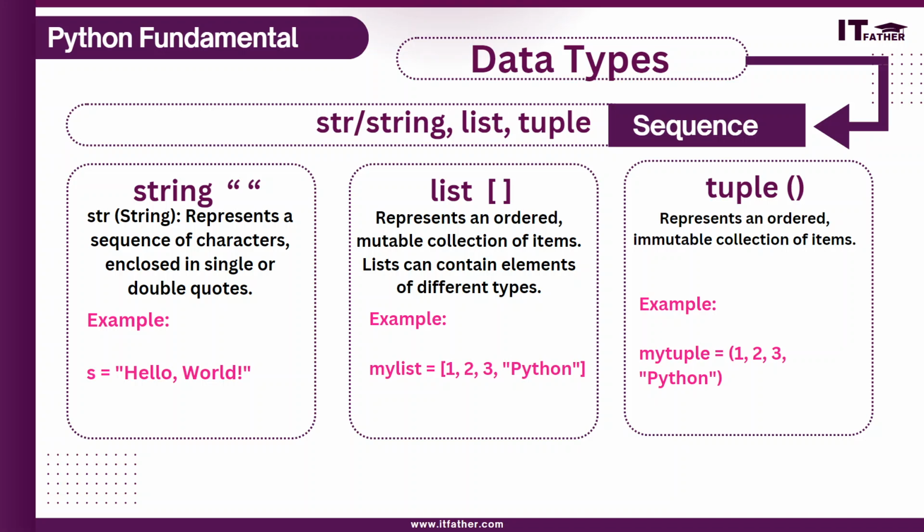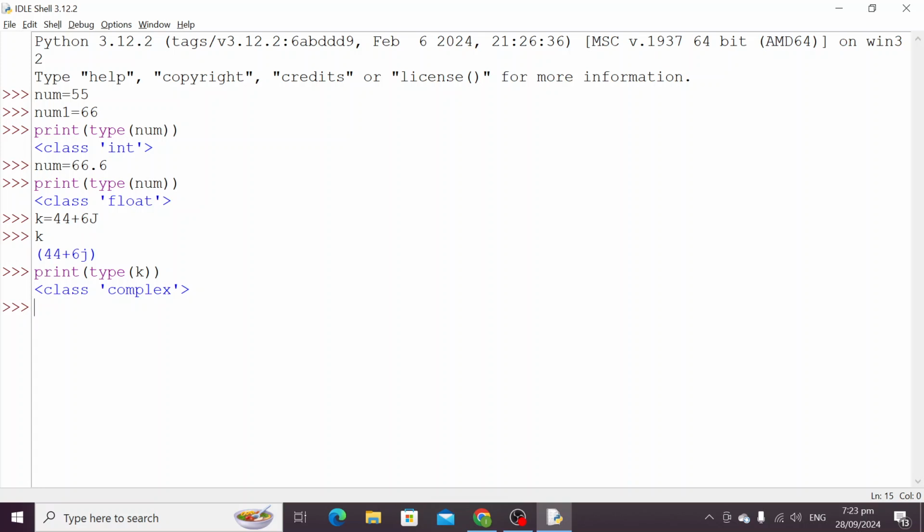Let me show the example again in Python: name equal to Ravi Kumar, age is numeric, and if you want to print here, then we can print name comma age together. So Ravi Kumar 55. We cannot have any kind of additions in string.